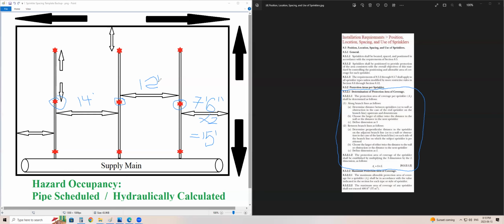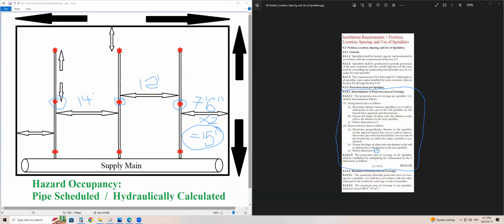Well, which one's the largest one? We've got 12 feet, 14 feet, and 15 feet. So in this scenario, if this was my existing installation, or this is what I'm installing in the real world, this would be my L dimension right here. So 15 feet is what I would use. I hope that makes sense, okay? And then the protection area of coverage of the sprinkler shall be established by multiplying the S dimension by the L dimension.